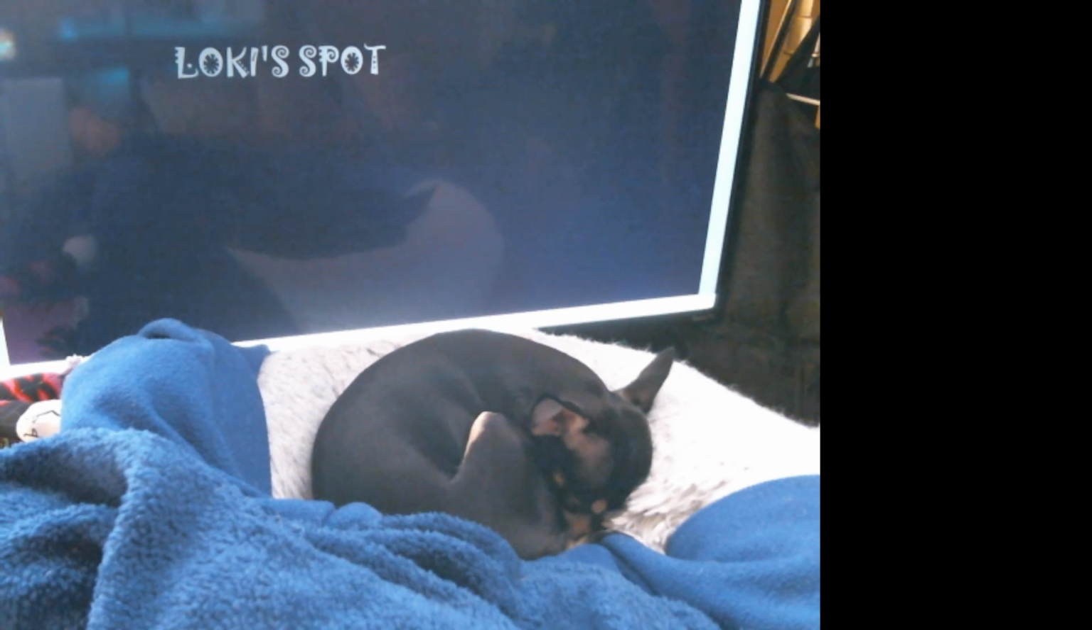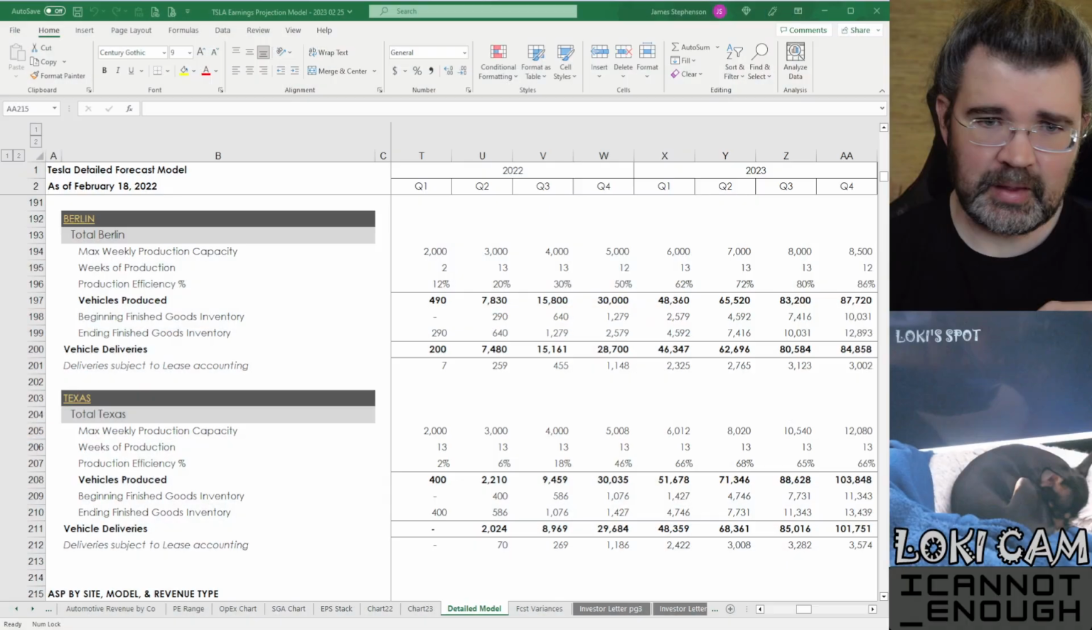I am joined as always by my co-host, Loki, who is curled up in bed. He has eschewed the blue blanket today in favor of just laying down on his bed.